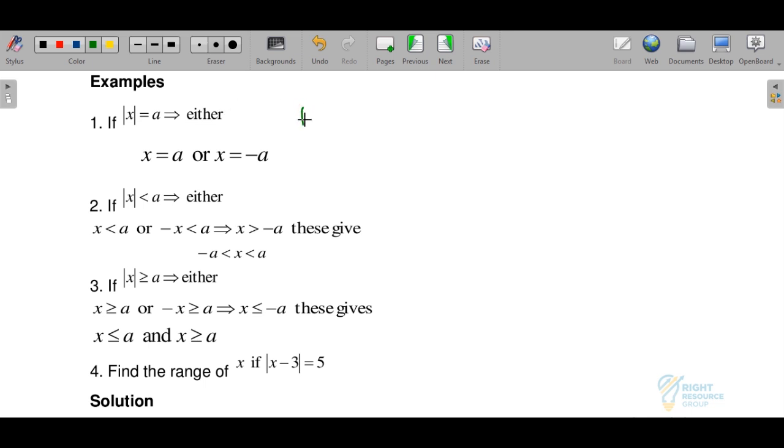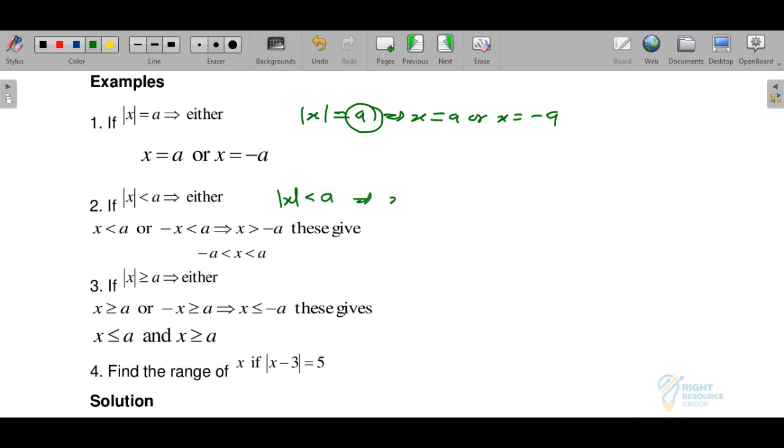So if you have the absolute value of x equal to a, right? It implies that x is equal to a or x is equal to minus a, right? If the absolute value of x is equal to a, it means that x is equal to a or x is equal to minus a, which does not really matter because at the end what you are going to have is only a, right?